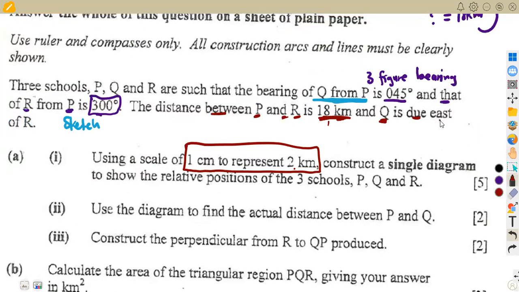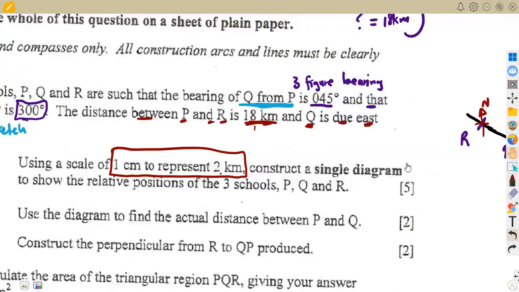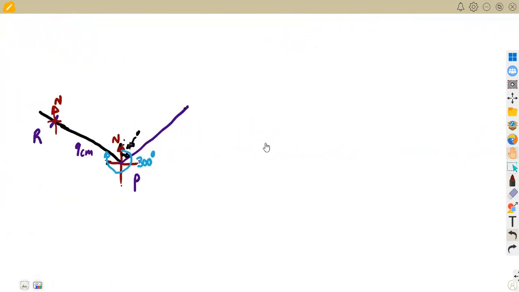Also, we are given that Q is due east of R. What does it mean? It means from the point R here, this is the North Pole. If we move in the east line, remember here we are having the east and the west. If we move straight in the east, that is due east of a given point. That is where this line is going to meet with the line from P, which we are now referring to as our Q. So that is how we are going to have our Q.